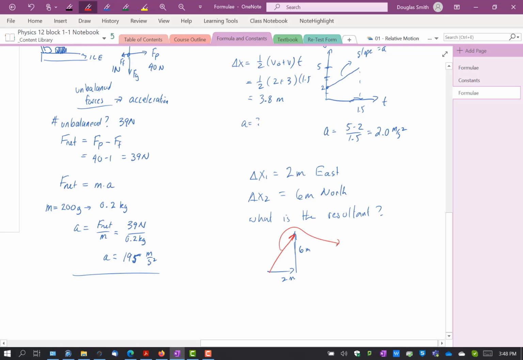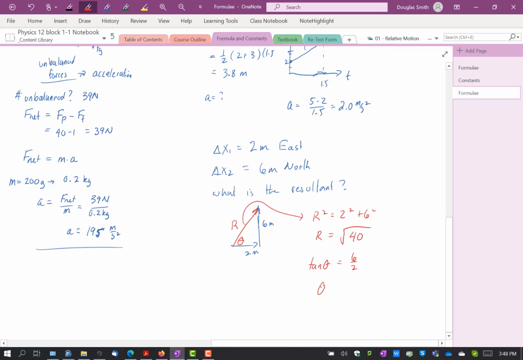And to figure out that resultant, we could use Pythagoras. R squared equals 2 squared plus 6 squared. So R is the square root of 4 plus 36, that's 40. And then we could even find the angle. Tan theta equals 6 over 2. So theta equals inverse tan of 6 over 2.